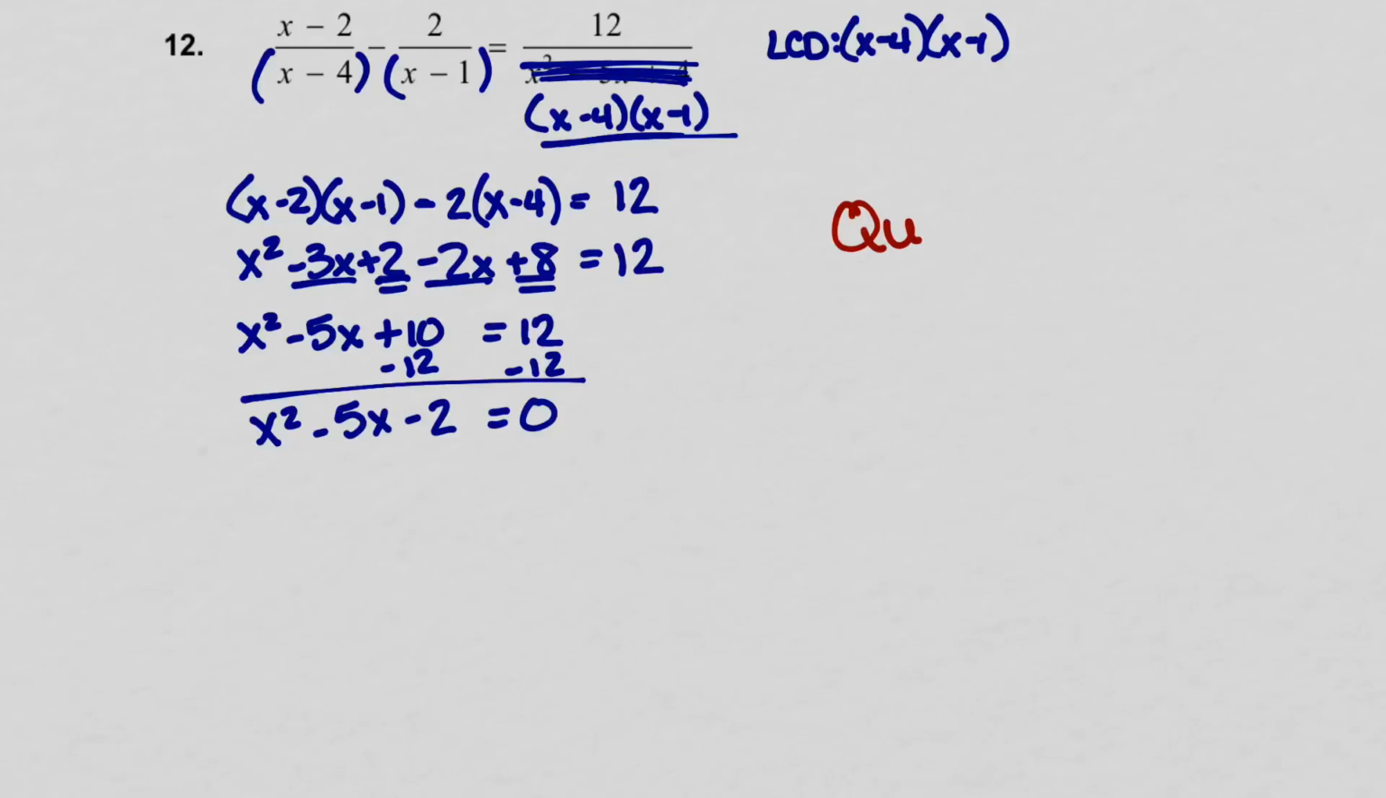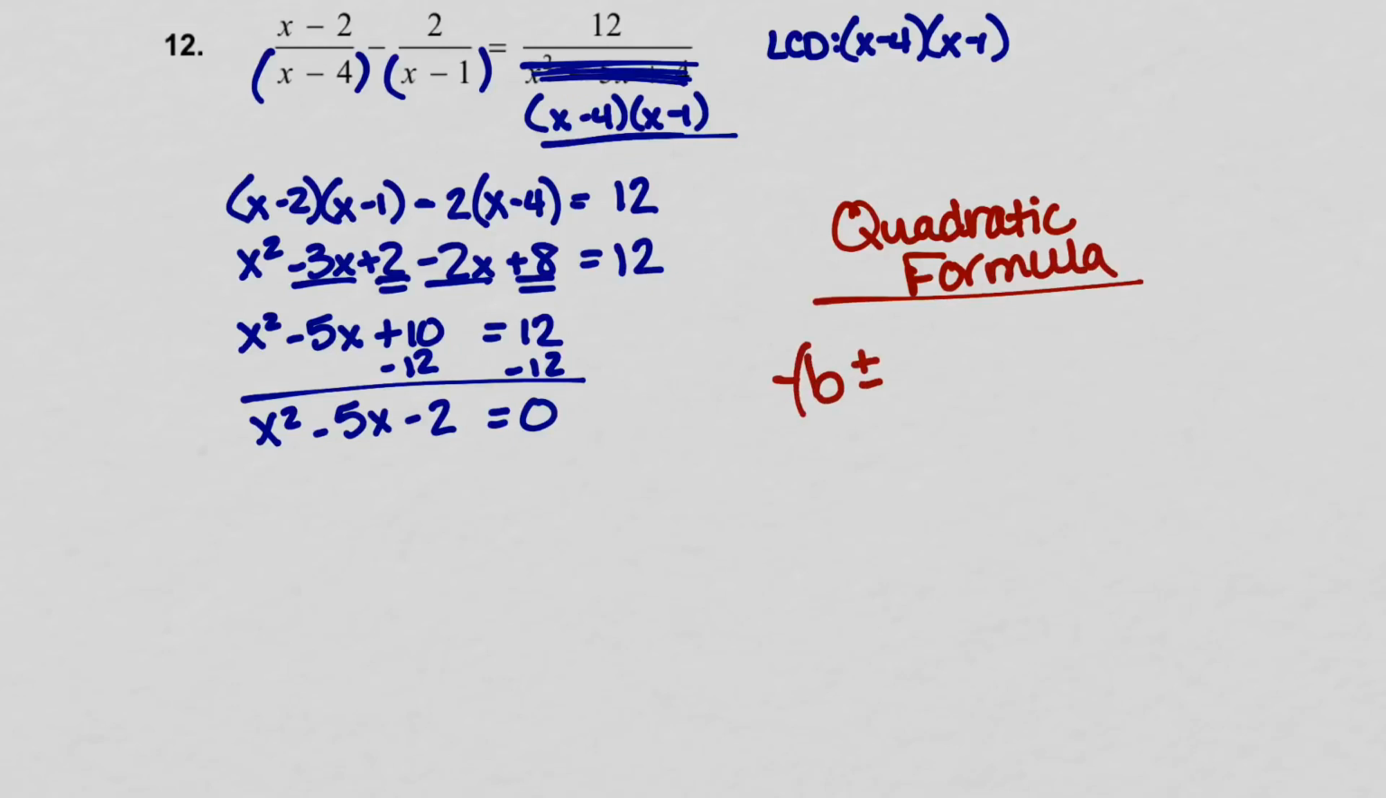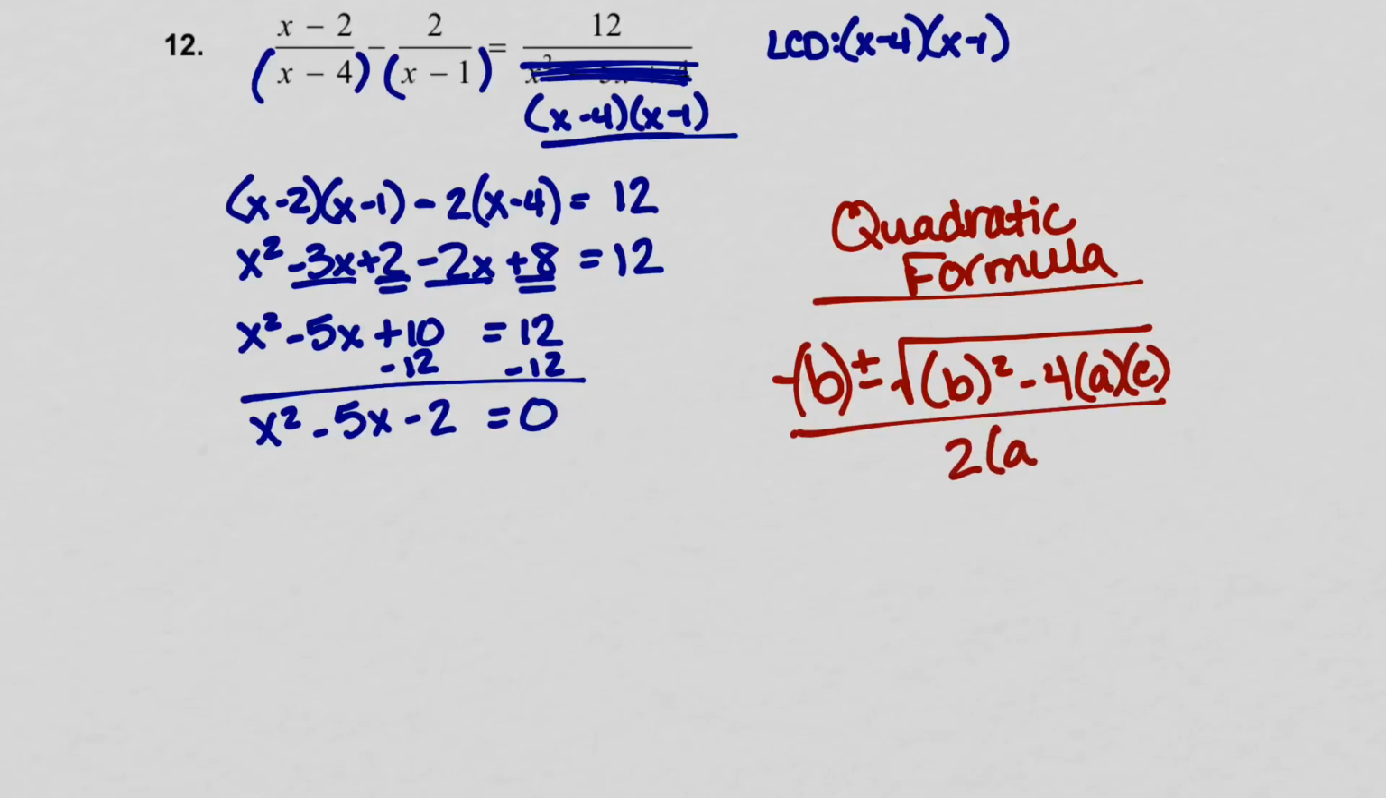which, if you remember, is the quadratic formula, which is negative b plus or minus the square root of b squared minus 4 times a times c, and it's all over 2 times a. Okay, and so a is whatever's in front of x squared here. This is b, and this is c.